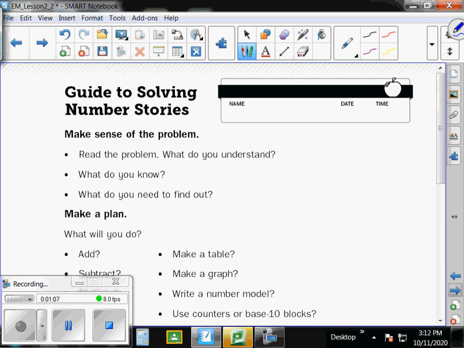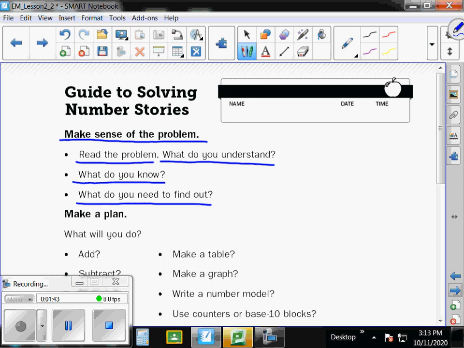All right, so this is just a little bit of a guide to solving number stories or word problems. Guys, when you are solving a word problem, you got to make sense of the problem. Okay, this is more than just doing a math problem on the page. There's a lot of reading to it, a lot of trying to sort it out, make sense of it. So you got to read the problem carefully. And you got to think about, what do I understand? What do I know about the problem? Okay, and that was the next thing. What do you know? And then you really got to look to see, what do you need to find out?